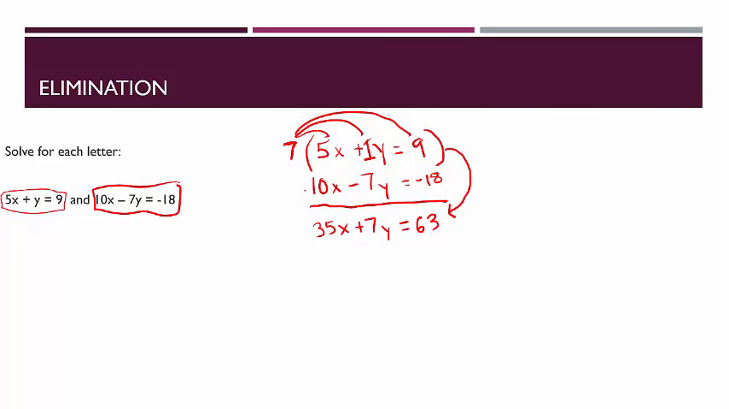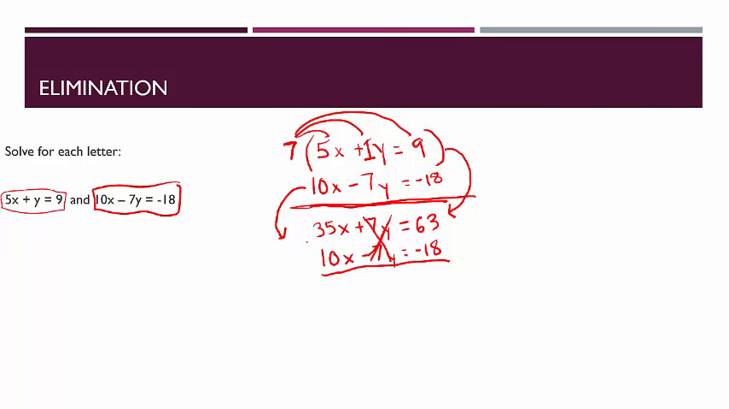So what I'm going to do is take the other equation and bring it down underneath, so that they are stacked nice and neat on top of each other. So just recopy our 10x minus 7y equals negative 18. Now I'm actually ready to do the math because I see two things that are going to cancel out when I add them together, and that is my 7y and my negative 7y. They actually cancel out.